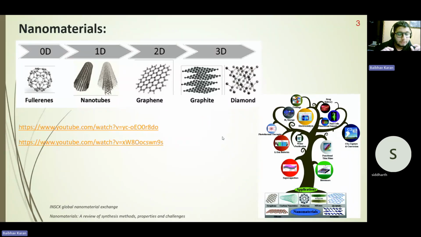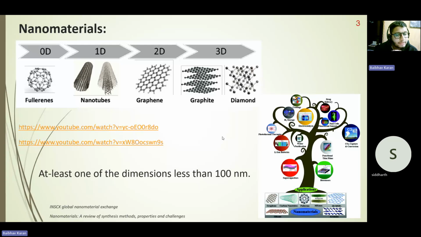nanomaterials. So the definition of nanomaterials is that any one dimension of the material should be less than 100 nanometers. Then it can be called a nanoparticle or a nanomaterial. Though we are all made of nanomaterials, we are not considered nanomaterials because the definition requires that at least one dimension of the particle be less than 100 nanometers.